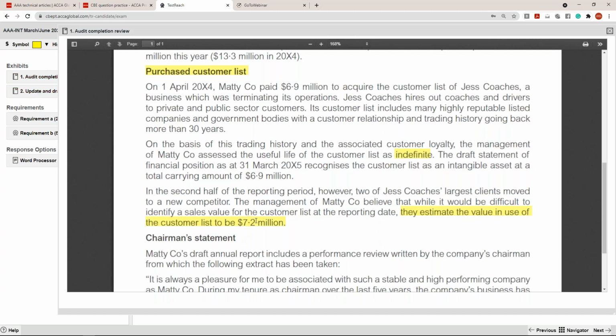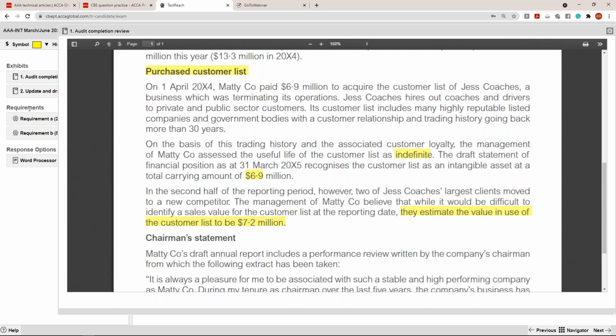Is the value in use more than the carrying amount of the asset? The carrying amount of the asset is 6.9 million. So is there a need to recognize the impairment loss? No, because the value in use is higher than the carrying amount. So there is no need to recognize the impairment. So has the management done everything right? They've recognized it as an intangible asset. They are using it as an indefinite life model and they're carrying out the impairment. Does anything seem wrong here?